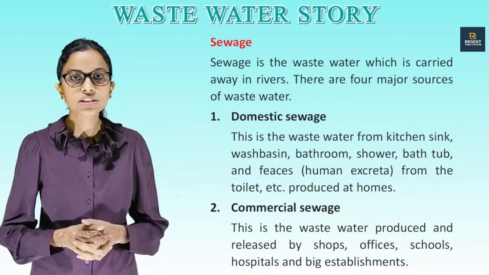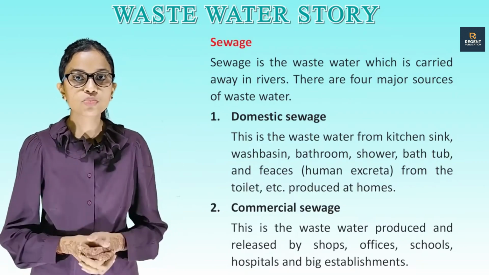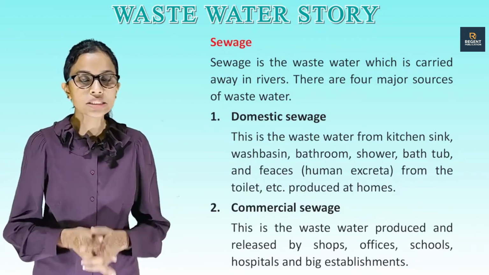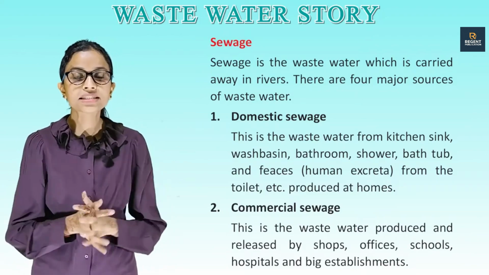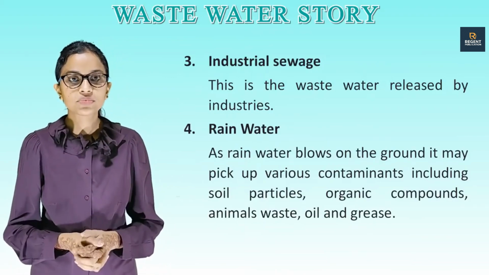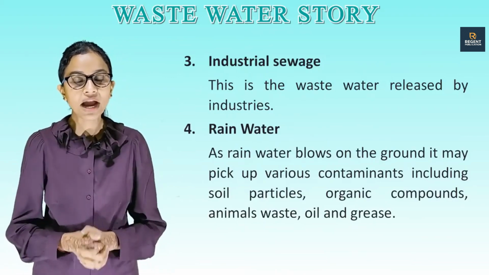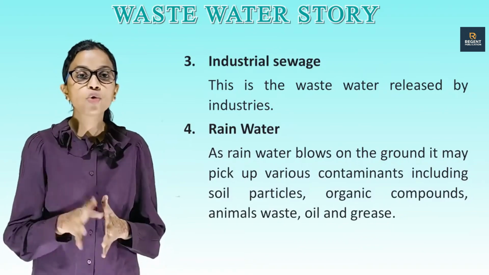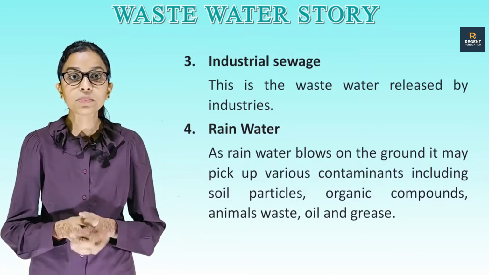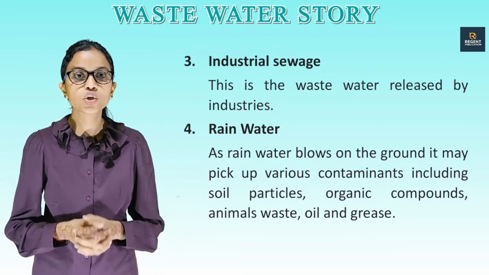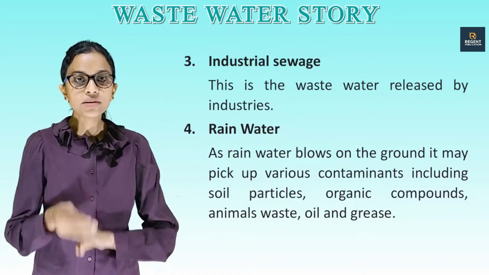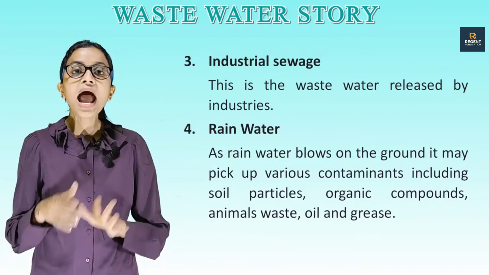Second, commercial sewage. This is the wastewater produced and released by shops, offices, schools, hospitals and big establishments. Third, industrial sewage. This is the wastewater released by industries. Fourth, rainwater. As rainwater flows on the ground, it may pick up various contaminants including soil particles, organic compounds, animals' waste, oil and grease.